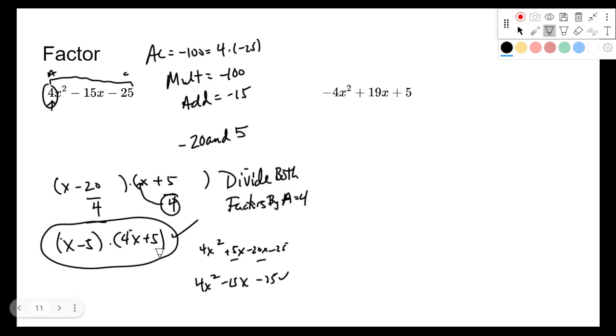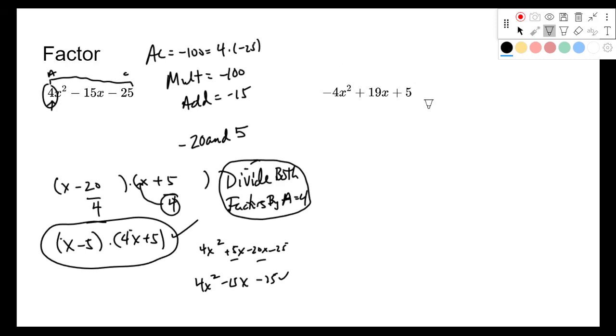So it's very similar to 1am. All right? It works pretty good. The biggest thing that folks forget is this last step here. You have to divide the factors by whatever a is. If you don't do that, your answer is totally wrong. You're not even in the game. Okay, let's take a look at the next one.